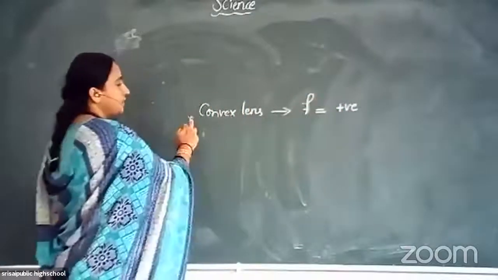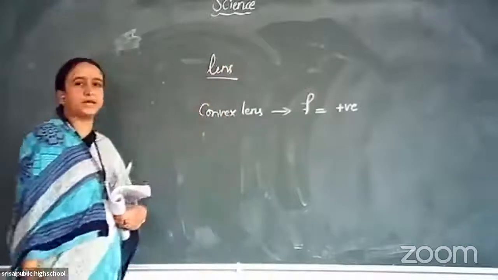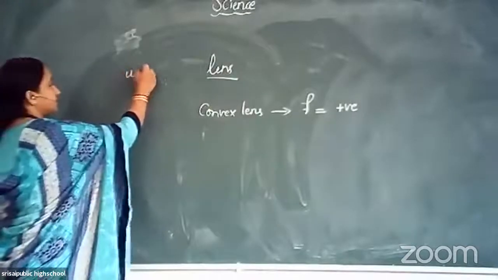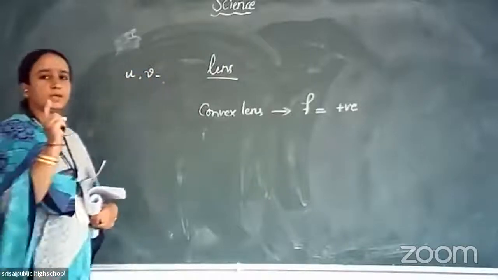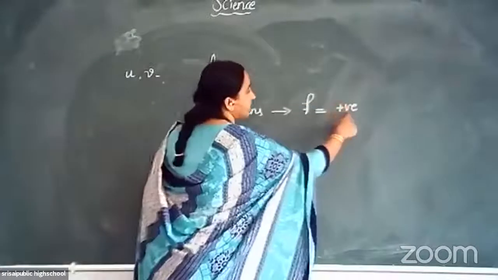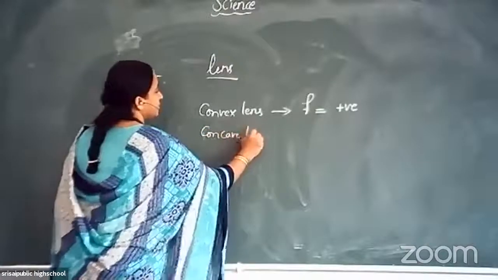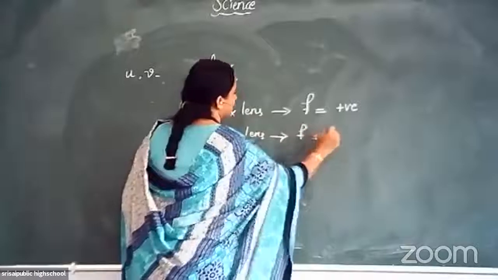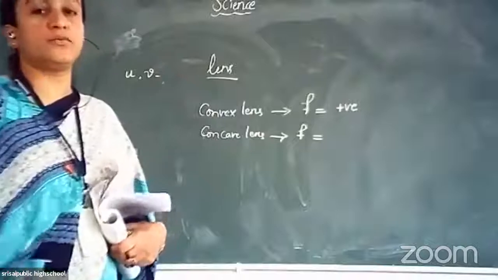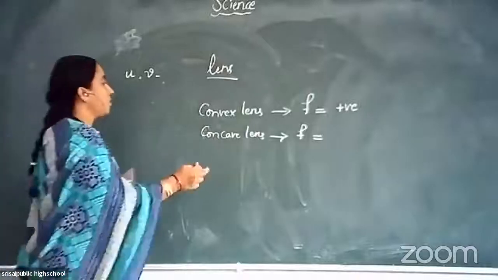This is the case of the sign convention for the lenses we are studying. Object distance remains the same, image distance remains the same. Only the change is if it is a convex lens, the focal length is positive. The next case, naturally, is a concave lens. What about the concave lens? What should be the sign of the focal length in the case of concave lenses?